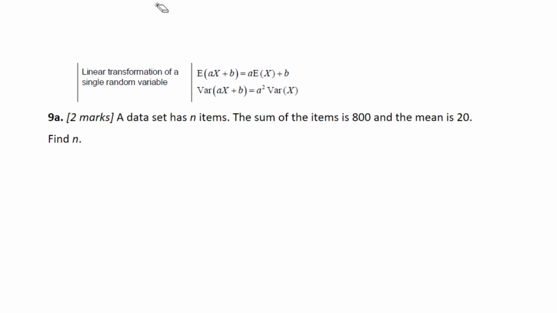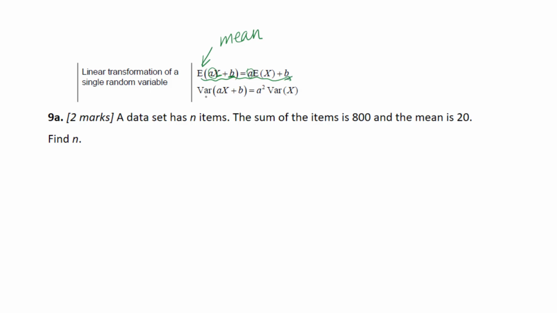This video is about parameter change in mean, variance, and standard deviation. In the IB exam, we have this formula given. E stands for mean. This formula means when your original data is multiplied by A, then your mean will be multiplied by A. When you add B to the original data, then your mean will add B.